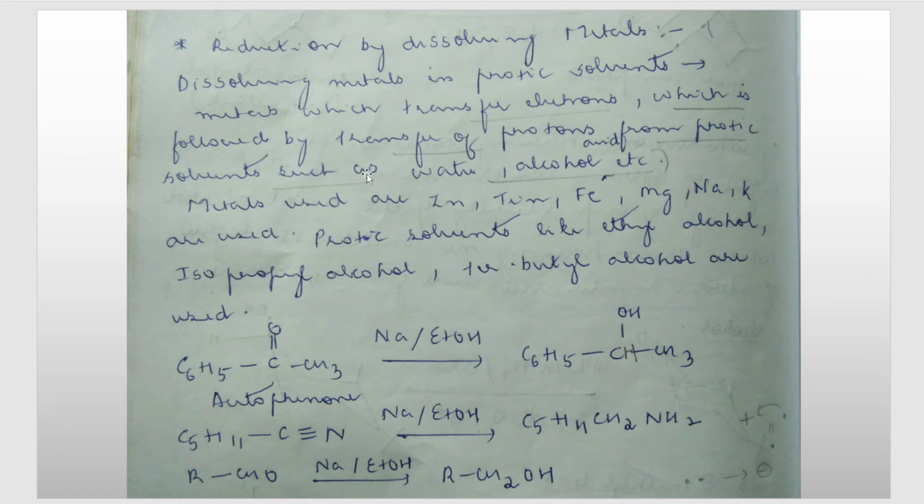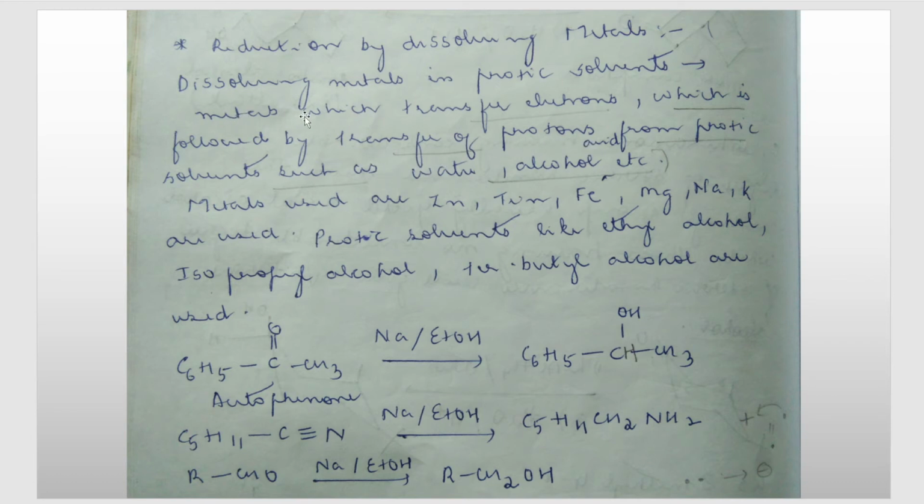What are the examples of some of the metals that we use here? We can use zinc, tin, iron, magnesium, sodium, potassium, etc. And protic solvents like ethyl alcohol, isopropyl alcohol, or tertiary butyl alcohol are all used. Why do we need a protic solvent here? Because it has to transfer the proton in step number 2.